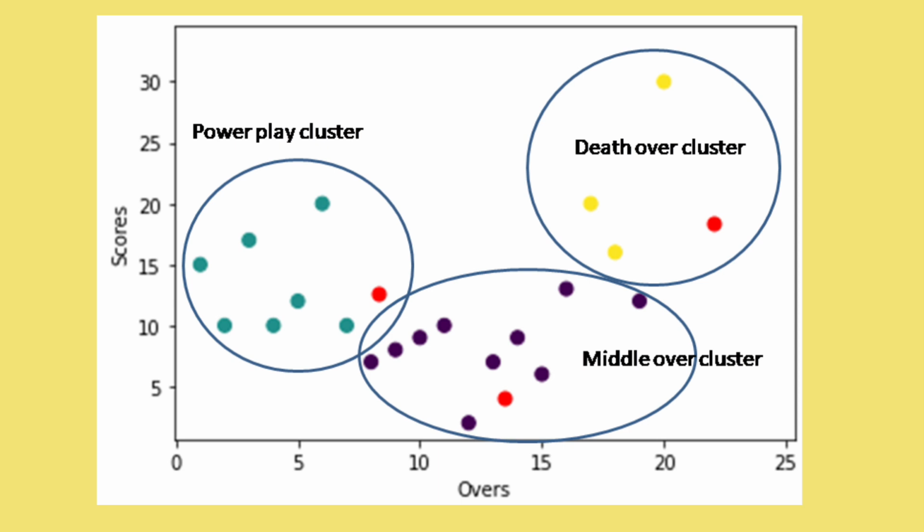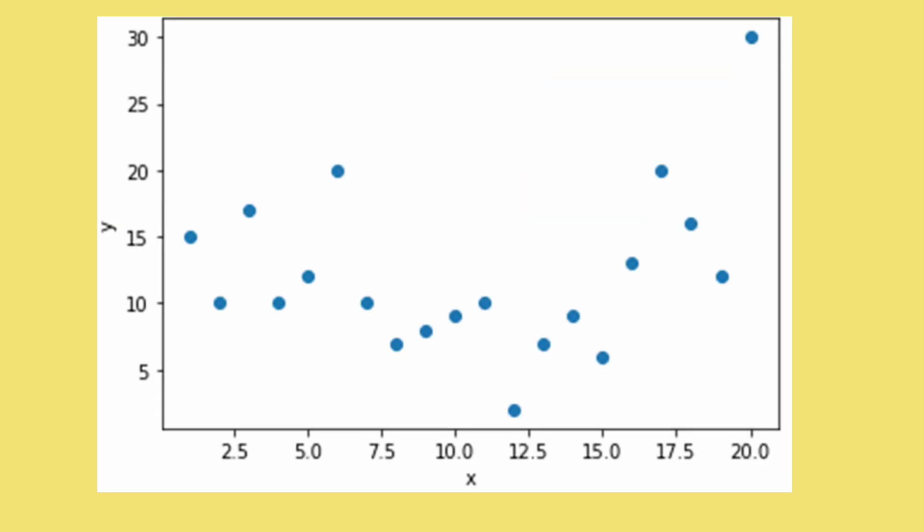Okay. Now look at this graph. This is the unlabeled data. So I simply plotted the dataset values and we are going to group the power play runs, middle over runs and death over runs. So this is the agenda of this video.